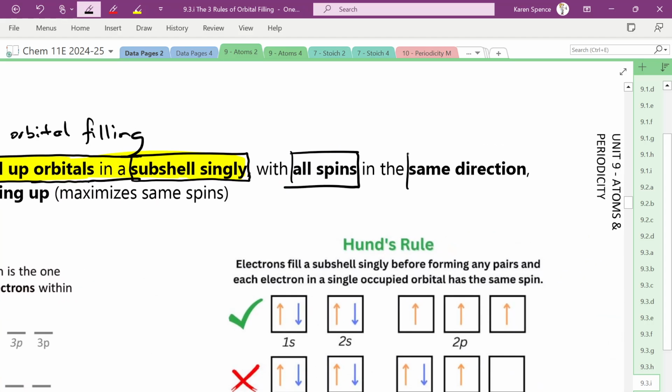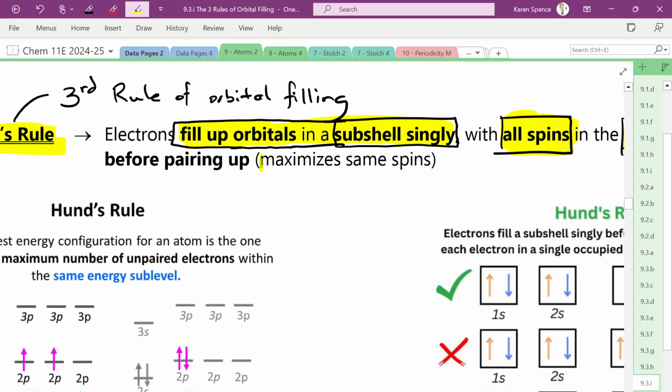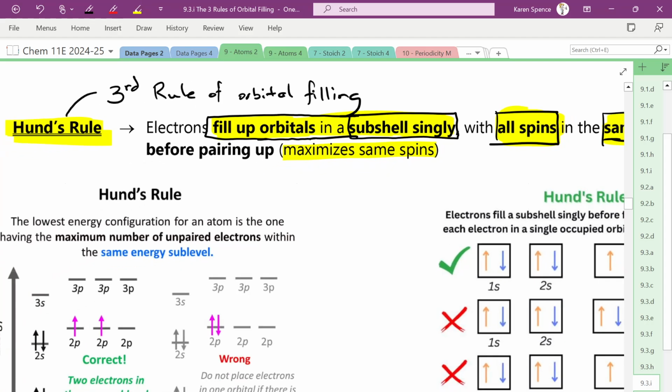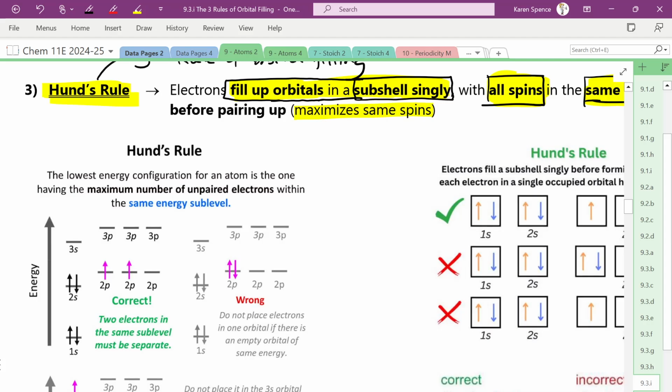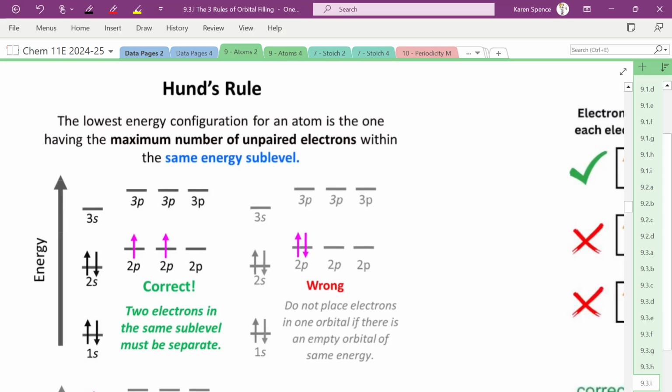So you guys knew these rules already. You maybe just didn't know what their names were. Yeah? So this is Hund's rule. All the spins have to be in the same direction. So let's take a look at it before pairing up. Basically, it maximizes the same spins. I don't know why that's a good thing, but apparently it is. Okay. So here is Hund's rule.